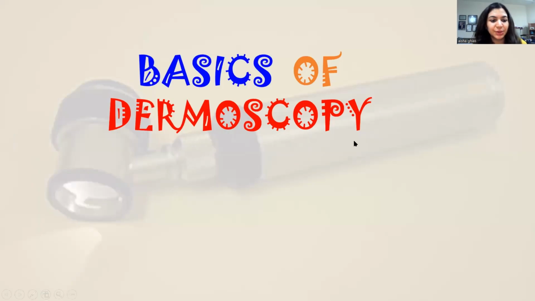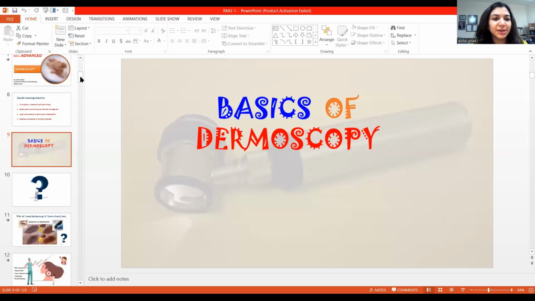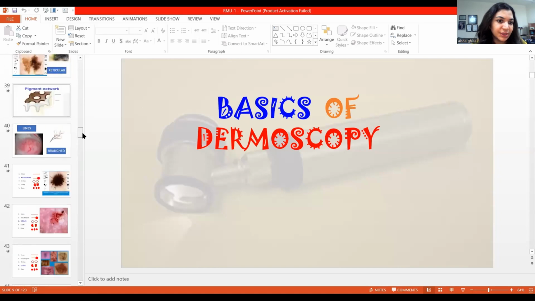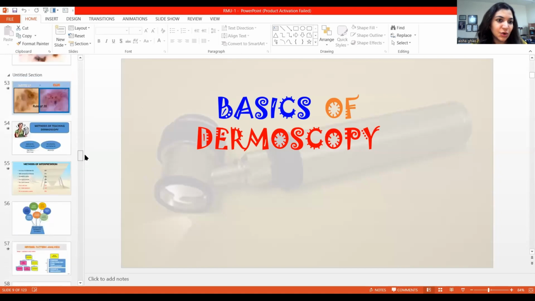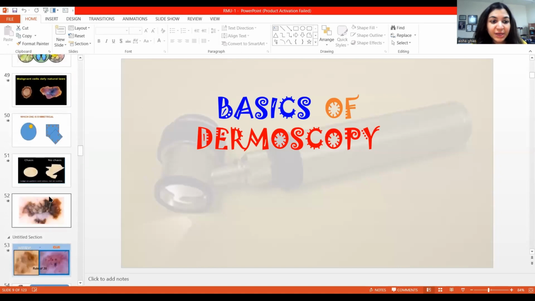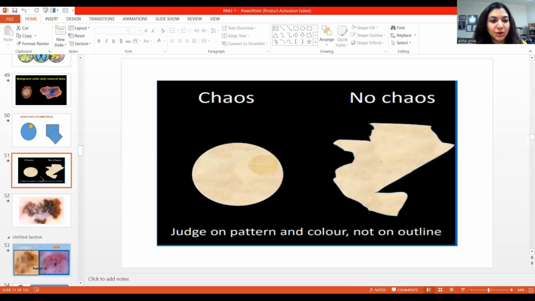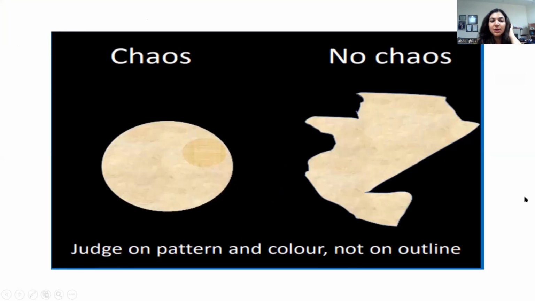Initially, we started doing dermoscopy, and this was the first lecture that I recorded lastly, and we had already studied till chaos. We defined chaos and non-chaos. And if you remember from the last lecture, let's do a bit of revision. Well, chaos is something where you see no symmetry.